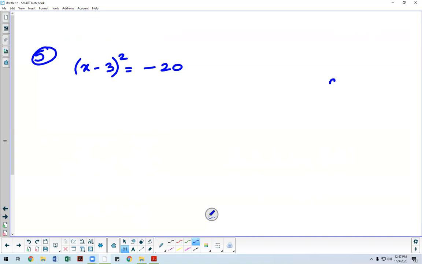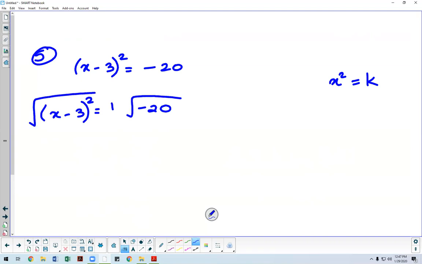Again, this is in that same format of x squared equals k. You can see I have a square term on the left-hand side and some constant term on the right-hand side. So again, to get rid of the square, we use a square root. So square root on both sides. And with square roots, we get one positive, one negative. Left-hand side will clean up because the square and square root cancel each other out. You're left behind with just x minus 3, right? And we're going to have a positive, negative, something coming out of here. So let's just take a look at that square root of negative 20 and see how we need to go about simplifying it.